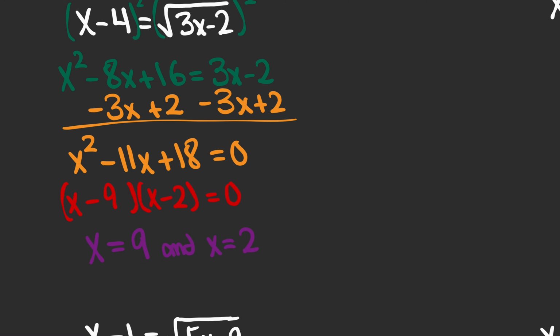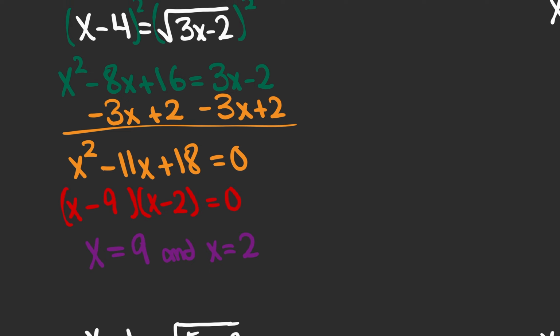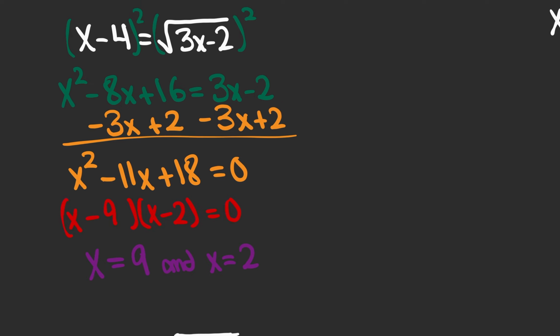But if you're ever working with quadratics with the square root function, you have to look for extraneous solutions. So let's go ahead and check our solutions. Let's begin with the first one, for x equals 9. And what we're going to do is substitute it into the original. So we have 9 minus 4 is equal to the square root of 3 times 9 minus 2.